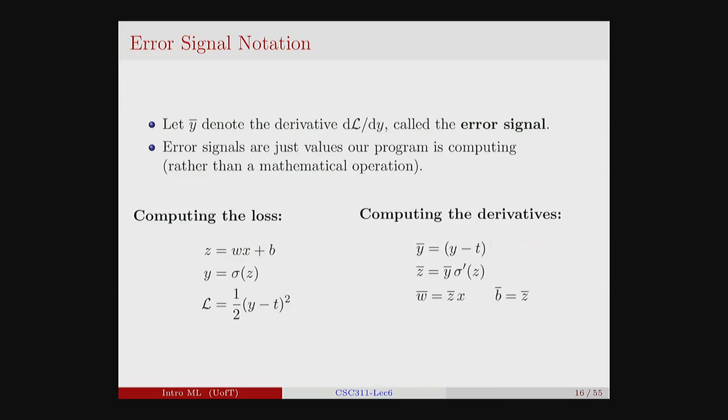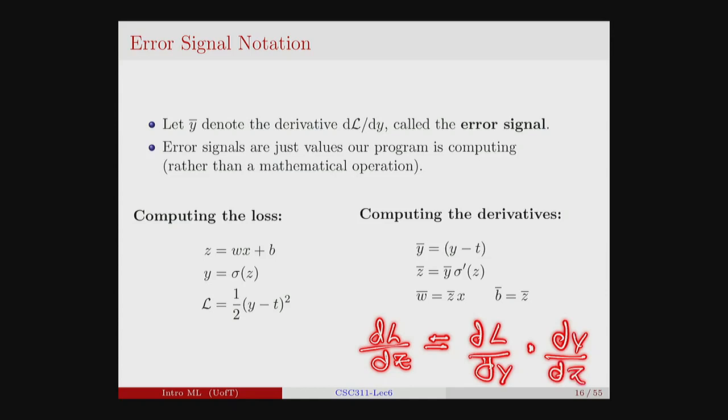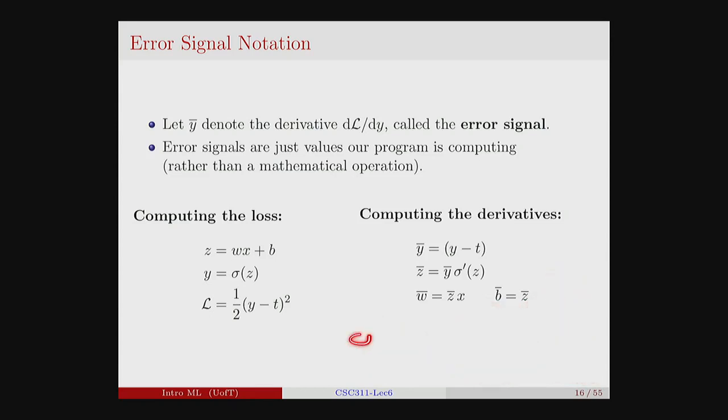The second equation, dl dz. To compute dl dz, we know that we can apply the chain rule. We would first compute dl dy, and then we would compute dy dz. But dl dy is the quantity we just computed in the previous step. This is just y bar. So we can write dl dz as y bar times dy dz.